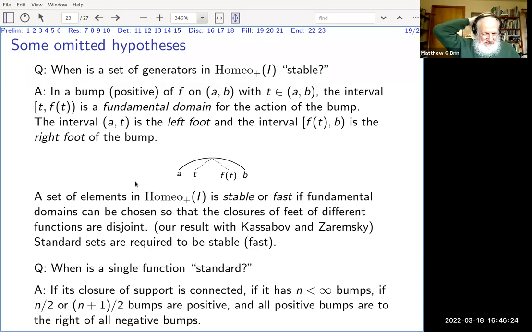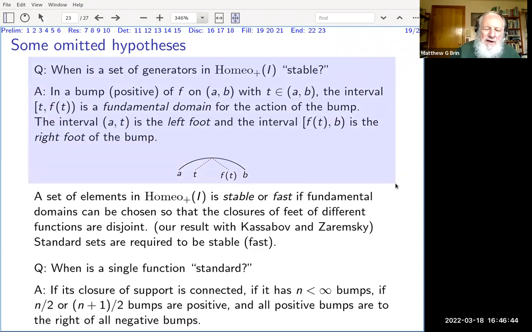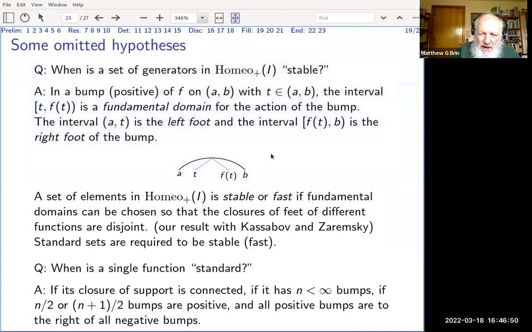Okay, I omitted some hypotheses, and I kind of like to explain them because I like them. I said that the pictures are stable. You can change a picture by a very, very small amount, and you're not changing the isomorphism type of the group in question. And to discuss that, we look at a bump. And a bump, the particular one I drew here, is positive.